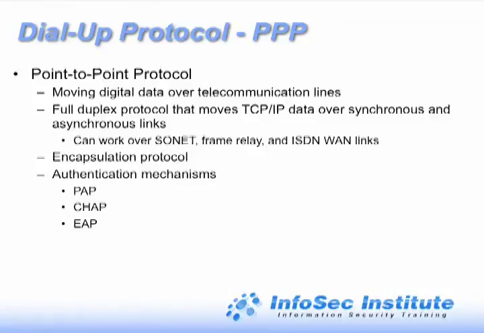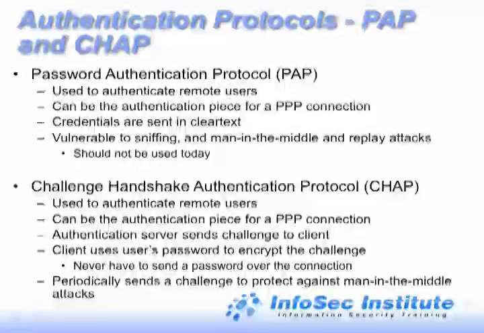Okay, with full duplex protocol, it moves TCP data over the synchronous and asynchronous links, and it's an encapsulation protocol. Basically, authentication mechanisms would be PAP, CHAP, and EAP. Password Authentication Protocol is used to authenticate remote users. It can be the authentication piece of a PPP connection, and credentials are sent in clear text. This is vulnerable to sniffing, man in the middle, and replay attacks.